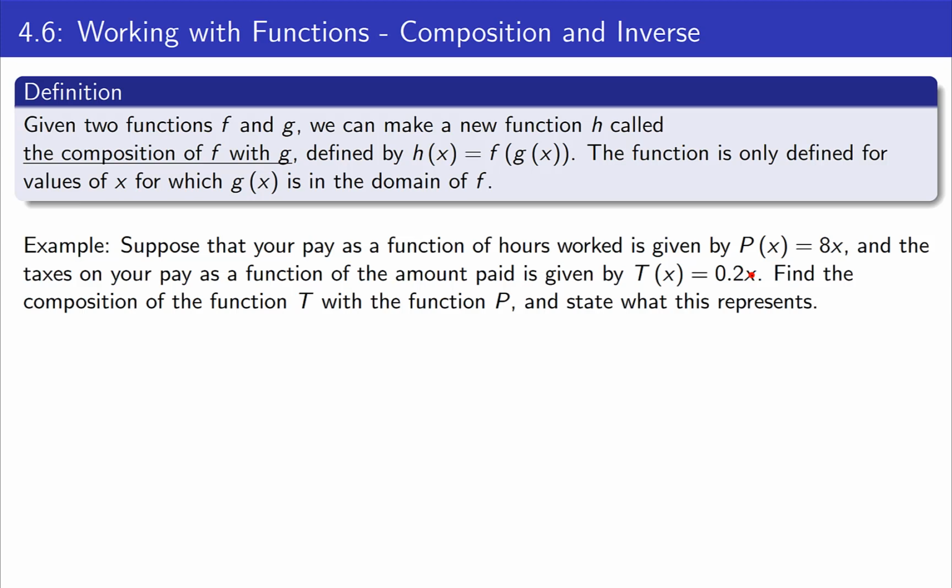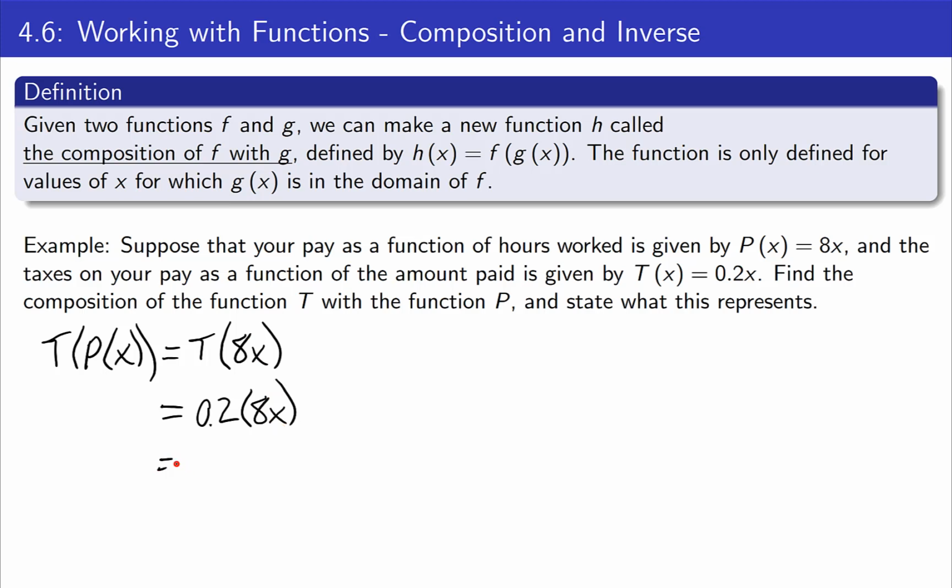Let's do the composition of t with p. So if we take t of p of x, remember t is your taxes and p is your pay. So what I'm going to do is start by taking the tax function but replacing p of x with its definition, 8x. Then wherever I see an x in this function t of x, I will replace this x with whatever is inside the parentheses. So that means t of x would be 0.2 times, in this case it's 8x, which gives me 1.6x as my answer.